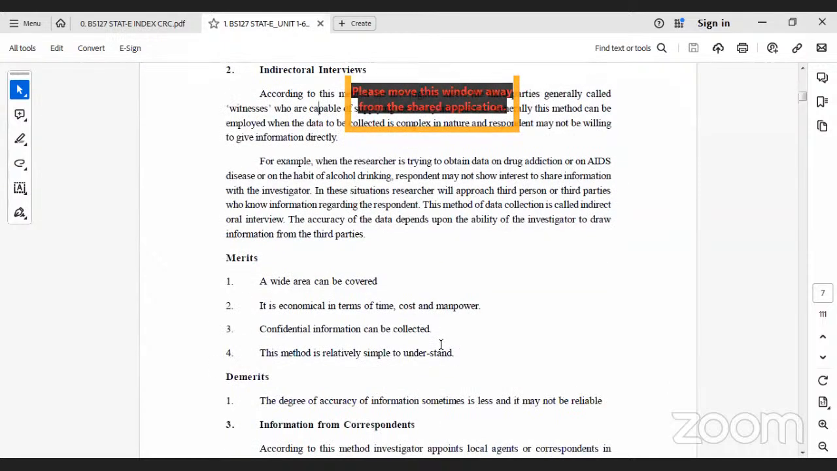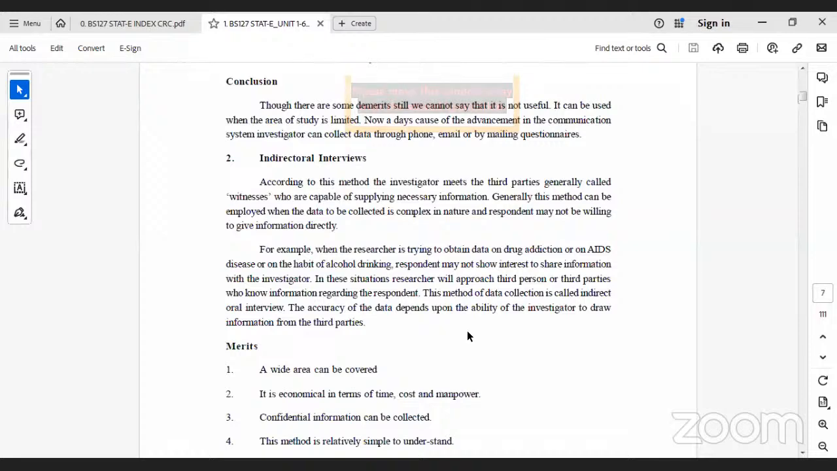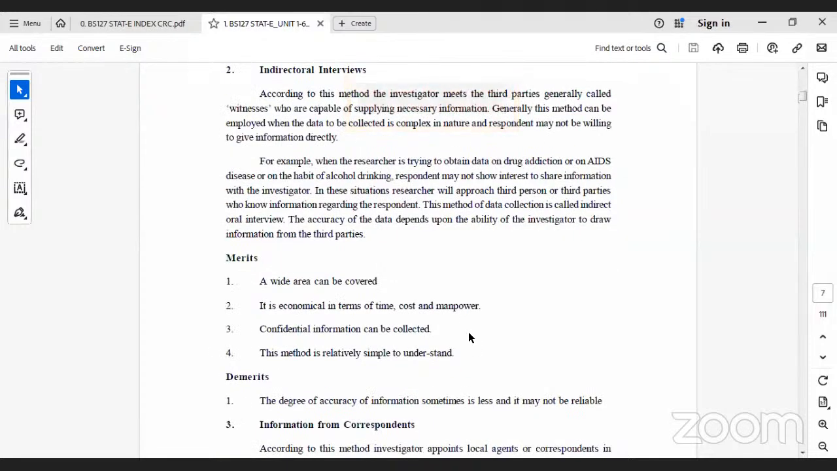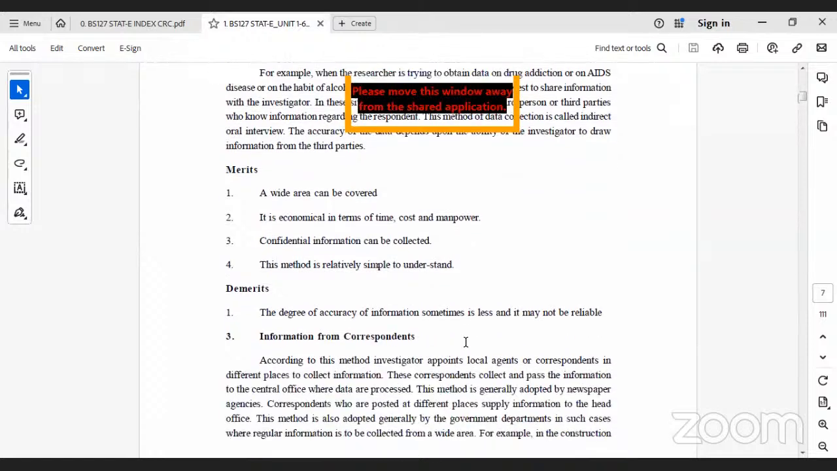So, merits. Indirect interviews: a wide area can be covered. It is economical in terms of time, cost and manpower. Confidential information can be collected. The method is relatively simple to understand. Demerits. The degree of accuracy of information is sometimes less and it may not be reliable.